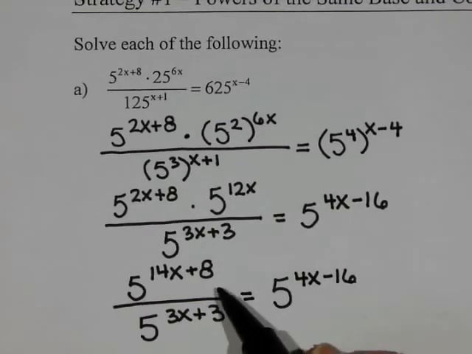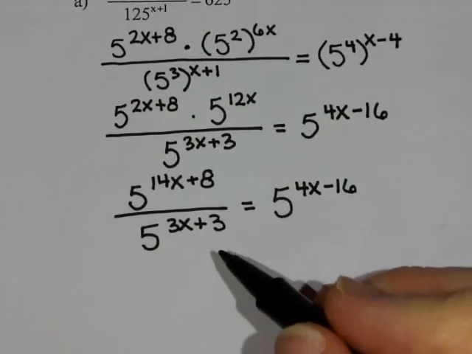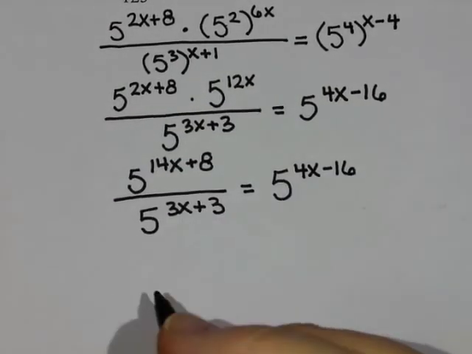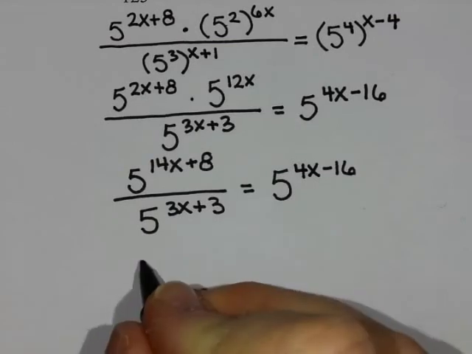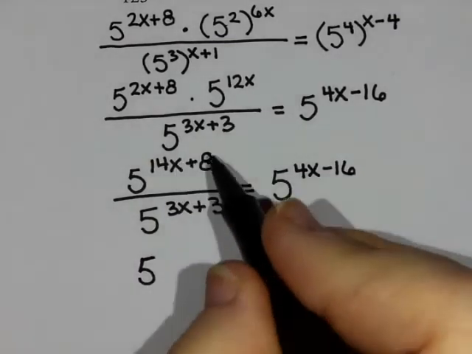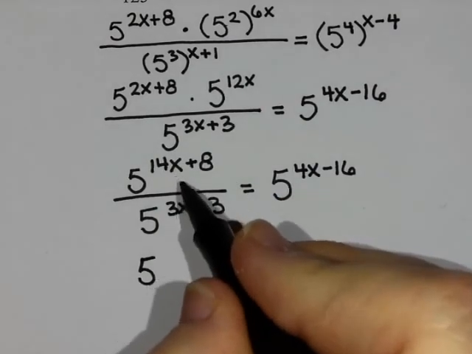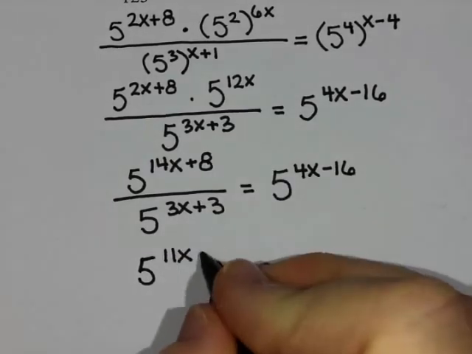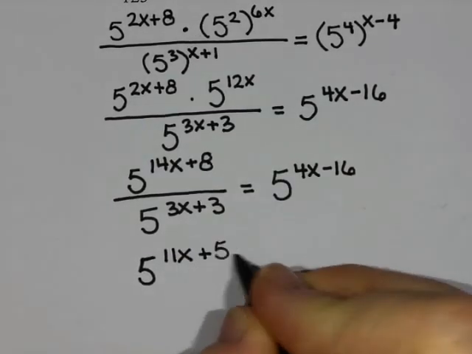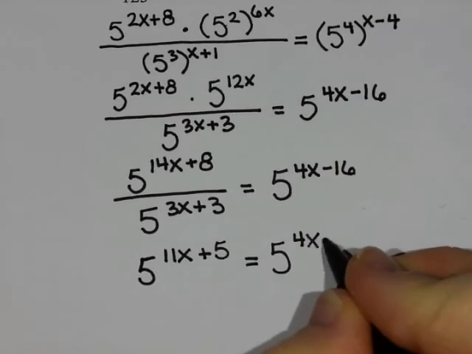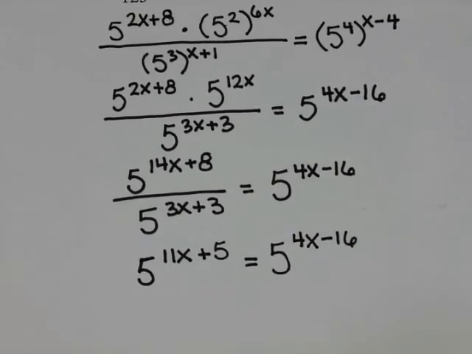From here, I'm still working on the left-hand side. I have some division, so I am going to divide these 2 powers. When you divide powers with the same base, you leave the base the same and subtract the exponents. So I'm going to do like parts together. 14x take away 3x is 11x, and 8 take away 3 is 5. And that still equals 5 to the power of 4x minus 16.